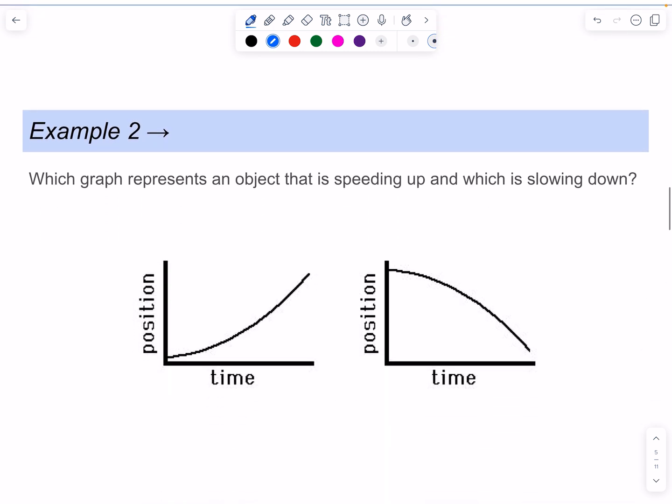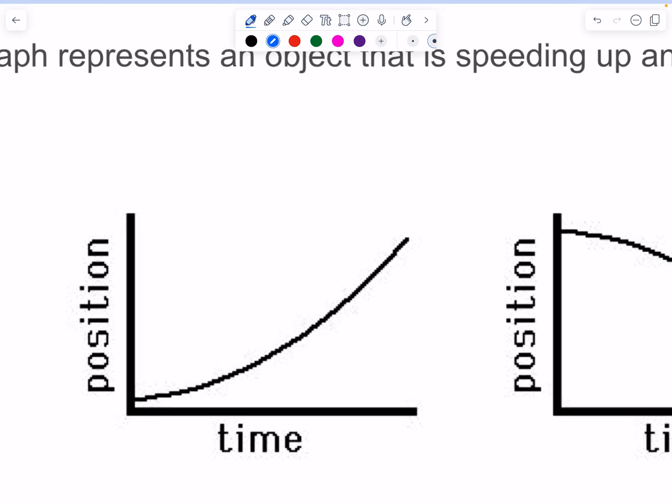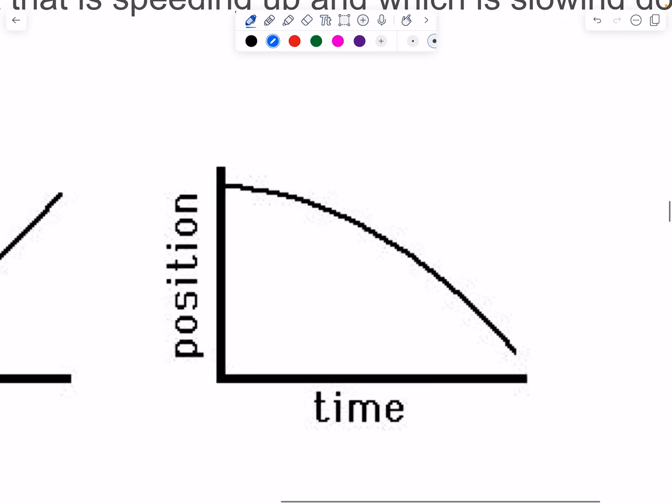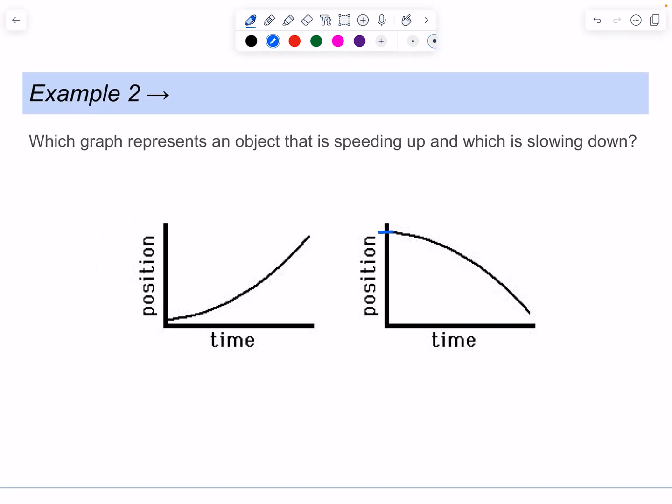In this example, which graph represents an object that is speeding up and which is slowing down? So we see two very different looking graphs here. This one, the line starts near the origin at position 0 and gets further and further away from the origin. With this graph, we're starting out a decent distance away from the origin and getting closer and closer to a position of 0 meters. But that's not the question, it's asking which one is speeding up or slowing down. So here, it looks like the slope is starting out a little more gradual and over time becoming steeper. That tells me this object is speeding up.